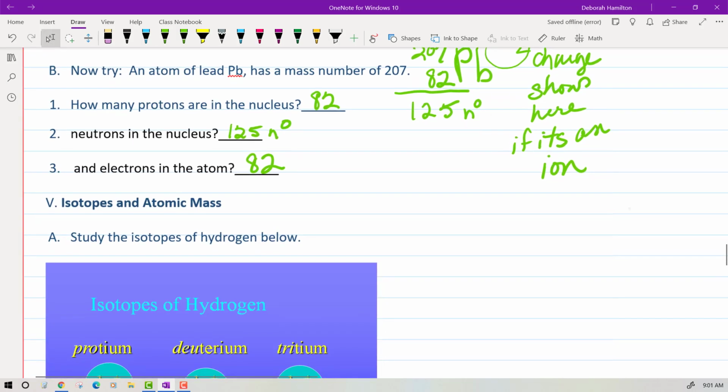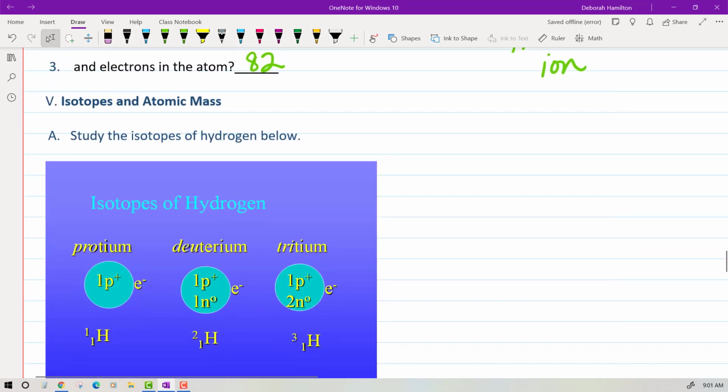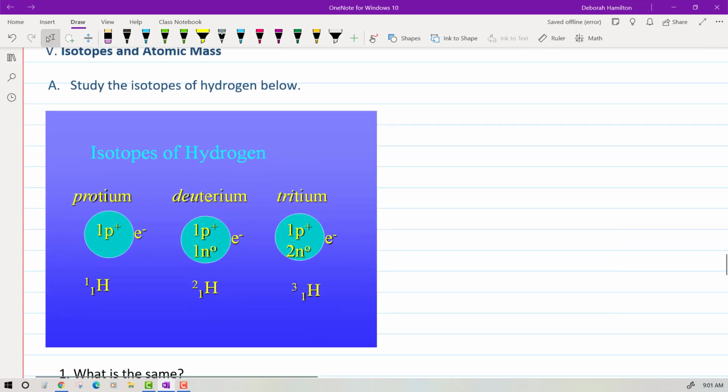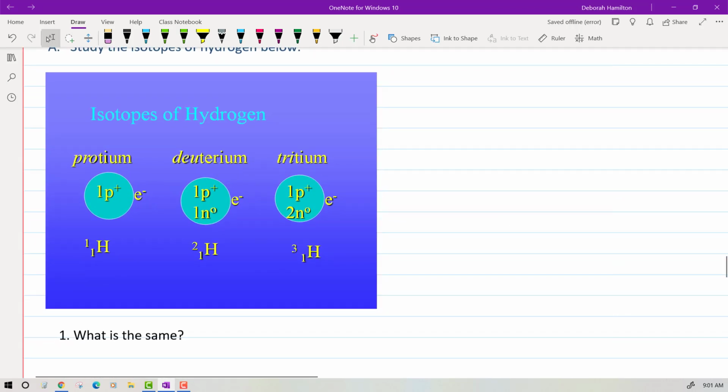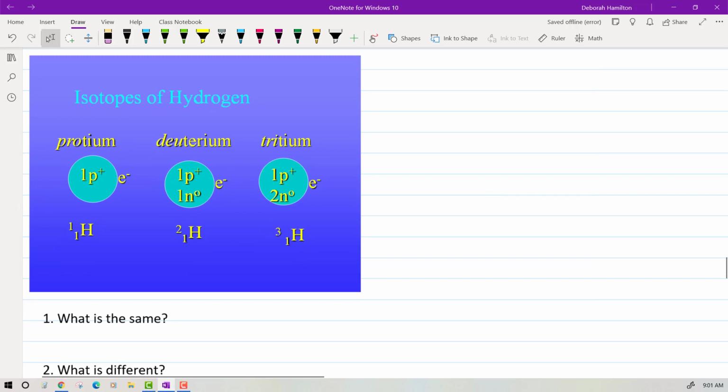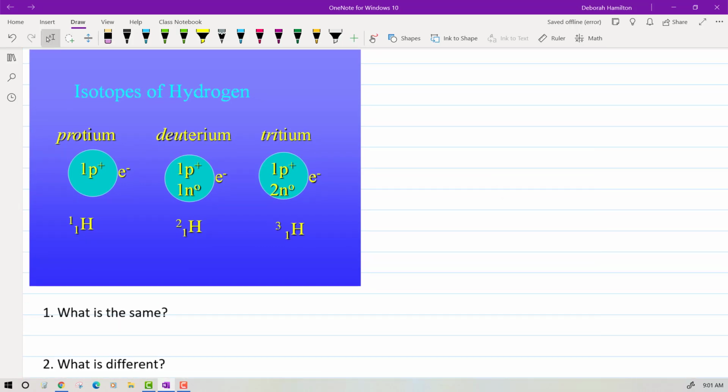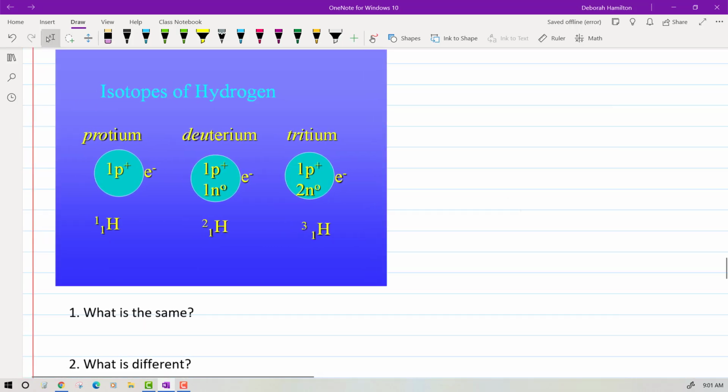All right, so now I wanted to point out to you a very special set of isotopes, and that is for hydrogen. All right, so again, you can put your knowledge to work here and think about what is the same and what is different about these three isotopes. All right, so look at the whole chart. The little circles here represent the nucleuses of the atom, and of course the electrons are on the outside. Okay, so what are some things that are the same?